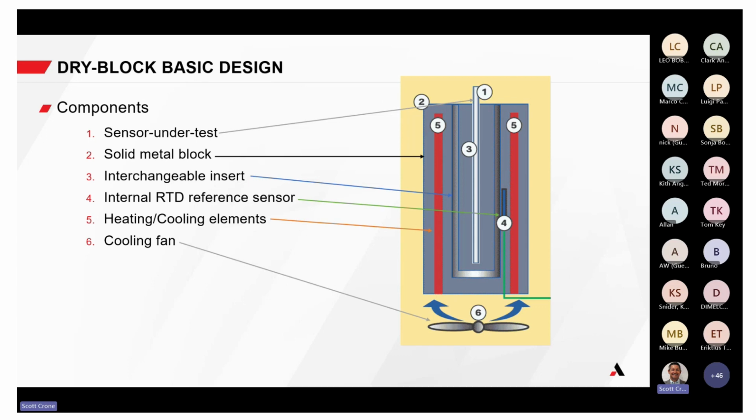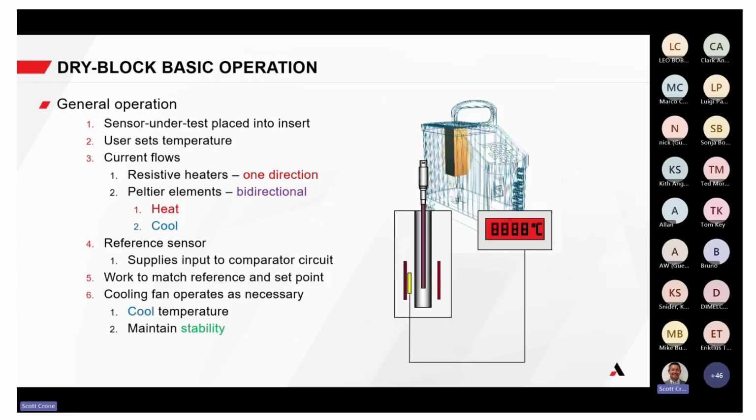And when you look at it, how does it work? Well, basically, you enter a temperature, you put the sensor under test in the block, you set the temperature, and you get current flow. Now, current's going to flow basically in the heating elements or what we call the Peltier elements. So the heating elements are resistive heaters. Anything from ambient and above is typically going to use a resistive heater.